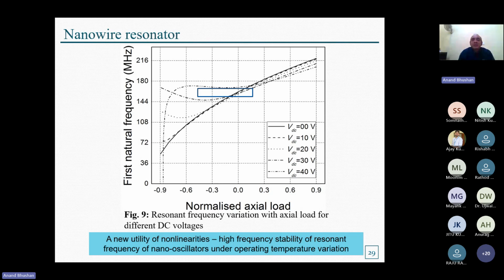We can see this for different DC voltages. It is very clearly visible in this figure that when the DC voltage is 40 volt, and the normalized axial load varies from minus 0.3 to 0.3, the natural frequency is nearly the same. So this nonlinearity in the system makes this nanowire resonator immune to the variation of operating temperature, because variation of operating temperature builds up additional axial stresses and has a capacity to change the natural frequency. But due to this nonlinearity, it is nearly stable. So this is the use of nonlinearity in MEMS or NEMS resonators.